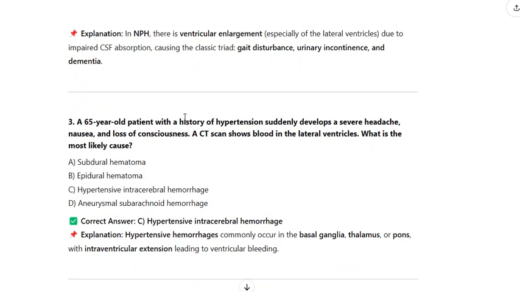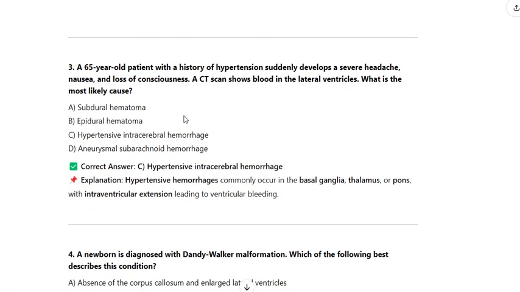Hypertensive intracerebral hemorrhage. Explanation. Hypertensive hemorrhages commonly occur in the basal ganglia, thalamus, or pons, with intraventricular extension leading to ventricular bleeding. 4. A newborn is diagnosed with Dandy-Walker malformation. Which of the following best describes this condition? A. Absence of the corpus callosum and enlarged lateral ventricles.